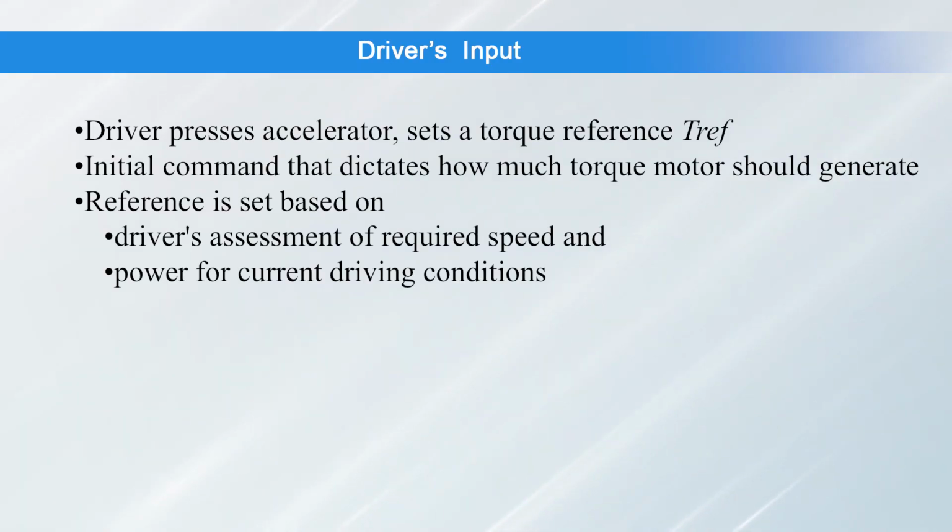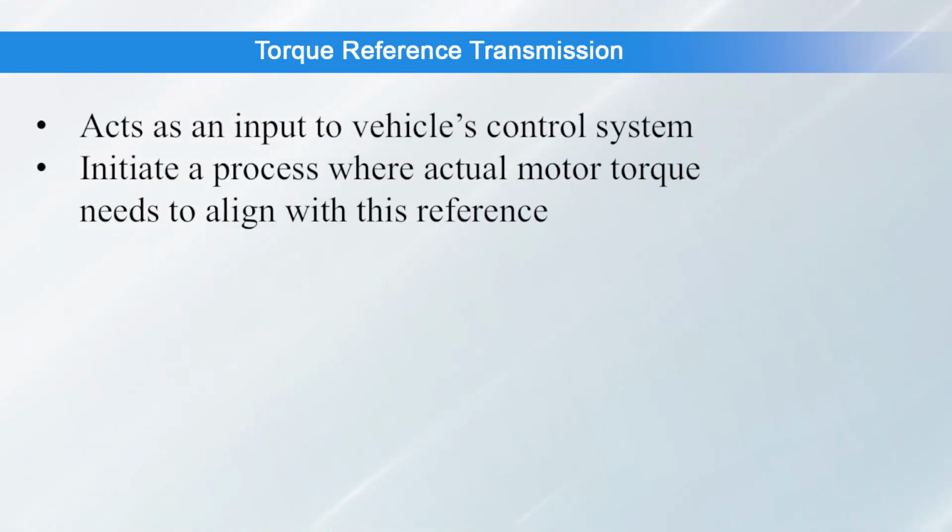If we talk of the driver's input, the driver presses the accelerator which sets a torque reference, say T ref. This is the initial command that dictates how much torque the motor should generate. The reference is set based on the driver's assessment of required speed and power for current driving conditions. The torque reference acts as an input to the vehicle's control system, initiating a process where actual motor torque needs to align with this reference.